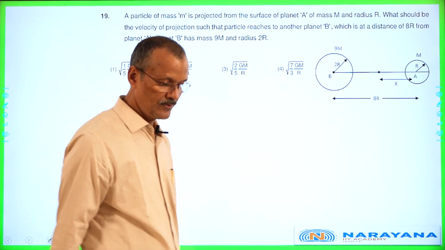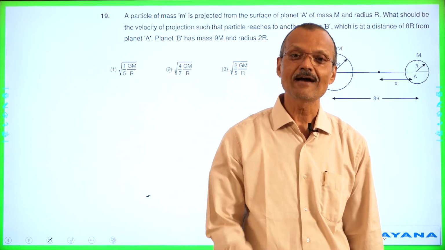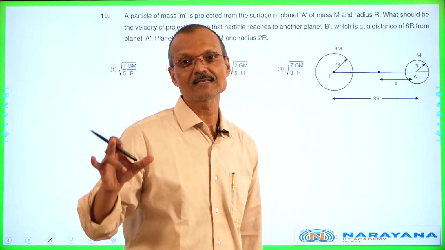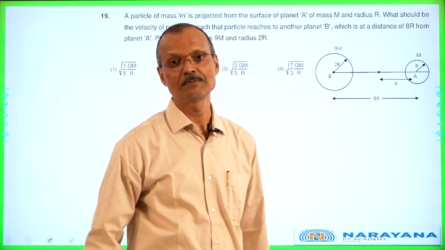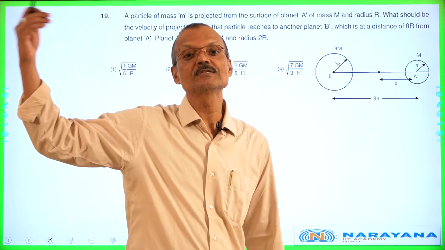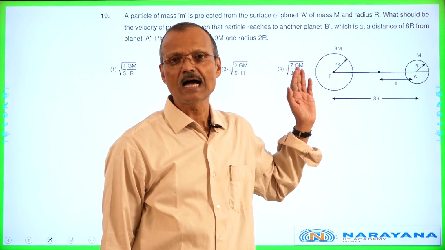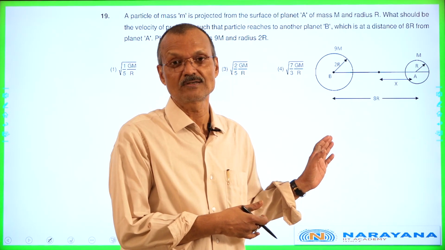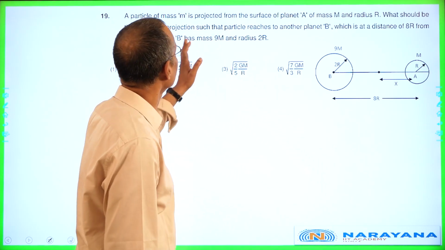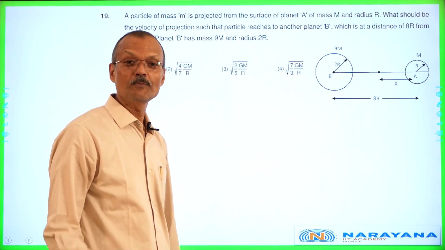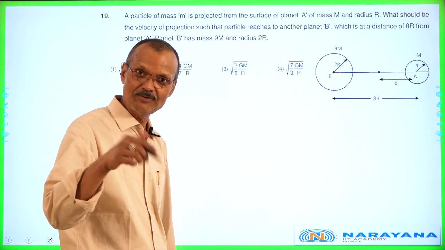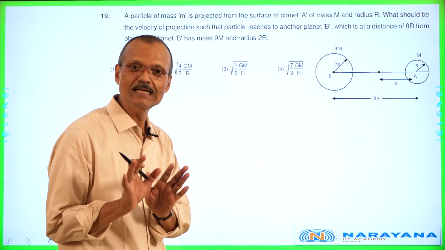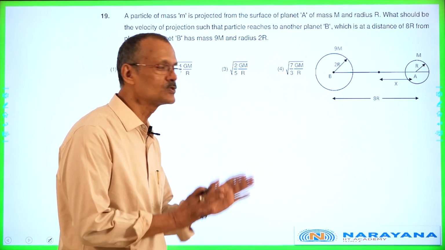I remember when this question had come in advance, they had taken two stars, a smaller star and a bigger star, and they were asking with what velocity you should project the ball so that it reaches the surface of the other star. Star they have replaced by planet, okay? And it is an idealistic condition, because when they speak about a planet, so many other forces will be acting, a star will also influence it, they have neglected it. So, you have to consider only the gravitational field due to these two planets.